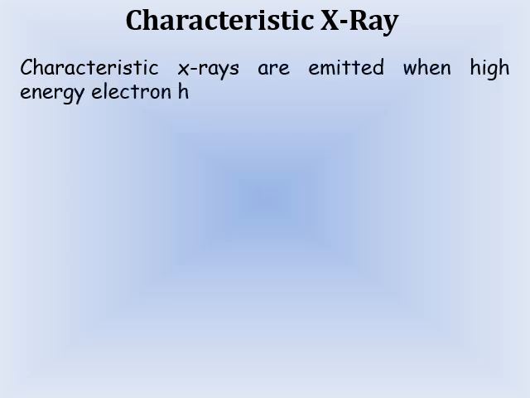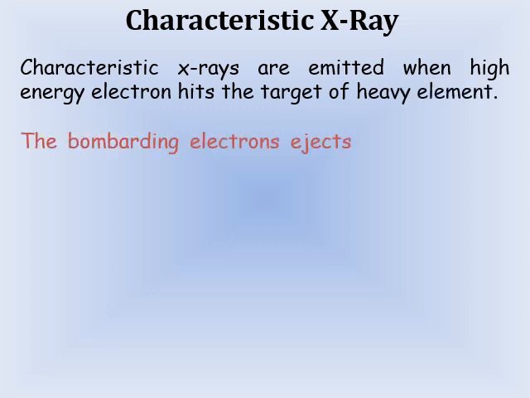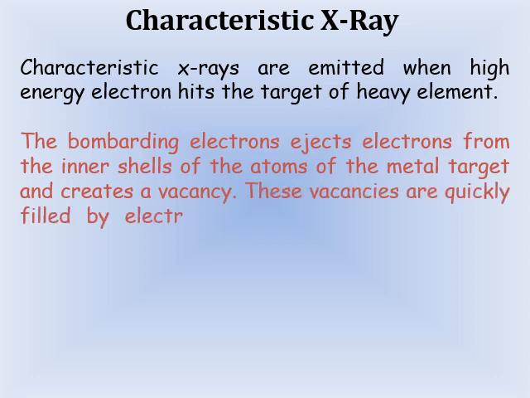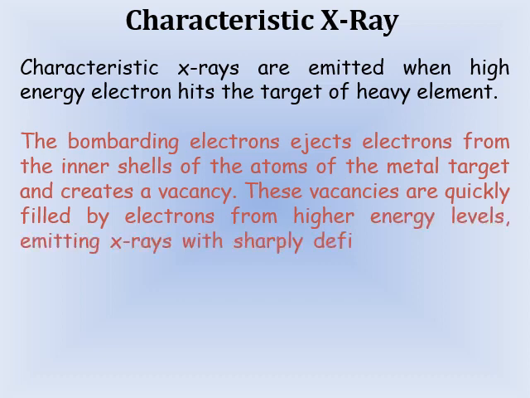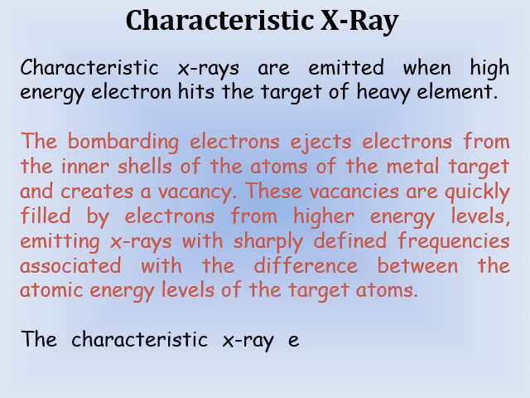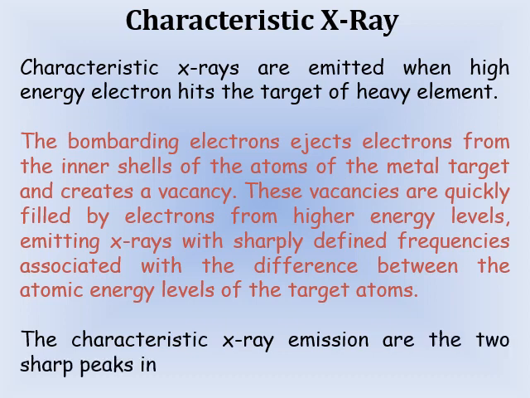Characteristic X-rays are emitted when a high-energy electron hits the target of a heavy element. The bombarding electrons eject electrons from the inner shells of the atoms of the metal target and create a vacancy. These vacancies are quickly filled by electrons from higher energy levels, emitting X-rays with sharply defined frequencies associated with the difference between the atomic energy levels of the target atoms. The characteristic X-ray emissions are the two sharp peaks in the X-ray spectrum, as shown in the previous slide.